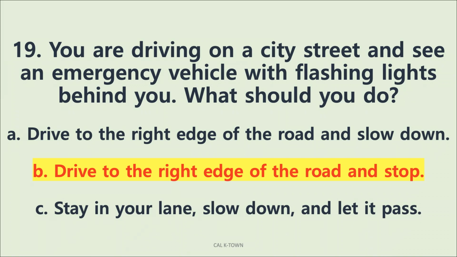The answer is B. Drive to the right edge of the road and stop. You must yield the right of way to any emergency vehicle that is using its siren and lights. Drive to the right edge of the road and stop until the emergency vehicle has passed. If you are within an intersection, drive through the intersection first and then stop.